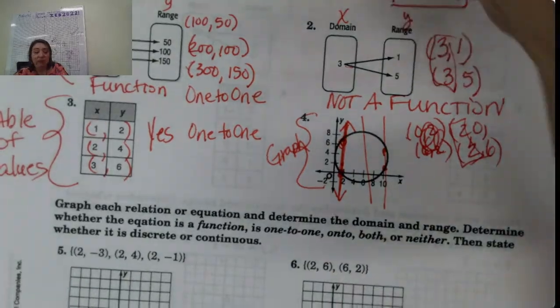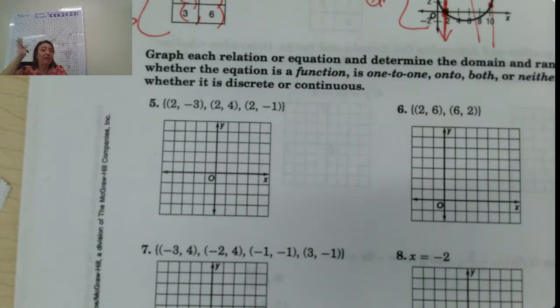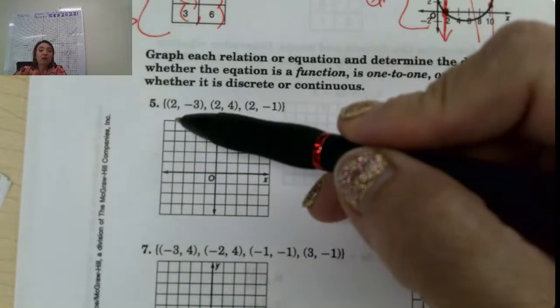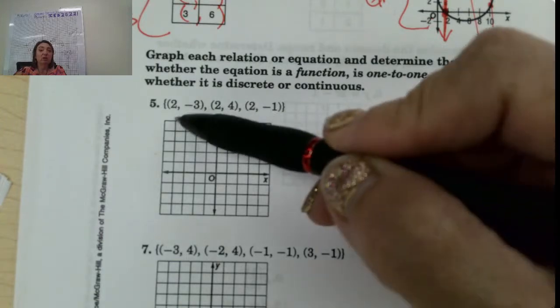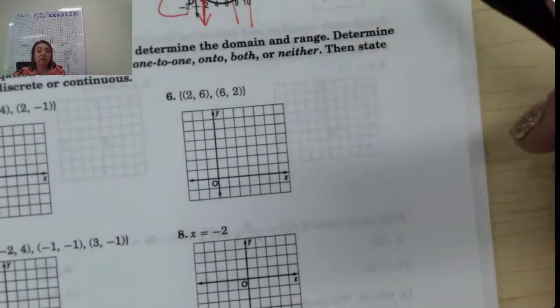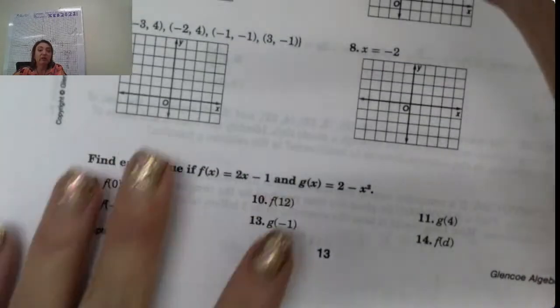All right, look at number 5. Function or not a function? Without graphing it, just function or not a function? Not a function. How do we know? Look at those X's that are all 2. Right? Those X's are all 2, so that's not a function. Look at number 6. Function or not a function? Function. Look at number 7. Function or not a function?